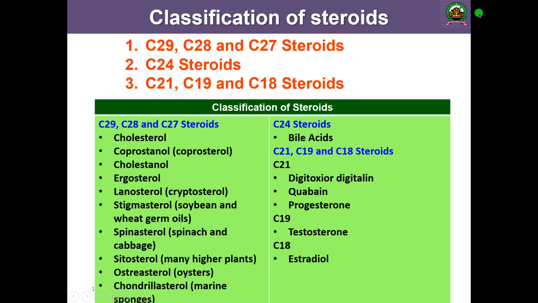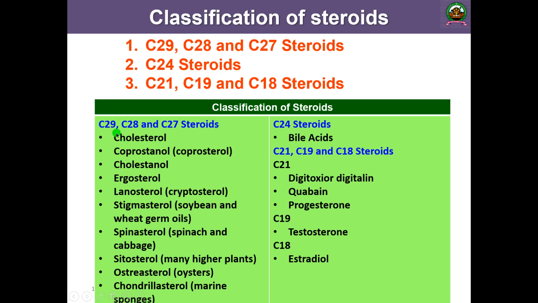Then the next one is the classification of steroids. Steroids are classified into different groups: C29, C28 and C27 steroids, C24 steroids, and C18, C19, C21 steroids. That means to say the number of carbon atoms is 27, 28, 29 in one category. The number of carbon atoms is 24, 21, 19 and 18 in the second category. Okay, and please note that in all the structures, cyclopentanoperhydrophenanthrene is the common structure.